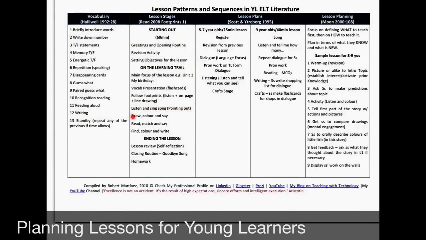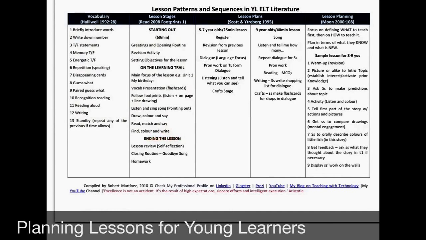Then they do some drawing and coloring and saying things. They read, match and say. They find, color and write. Different stages, different exercises. Very important to notice again that at very low levels, beginner elementary levels, with very young learners and young learners like the ones we have, writing comes at the very end.